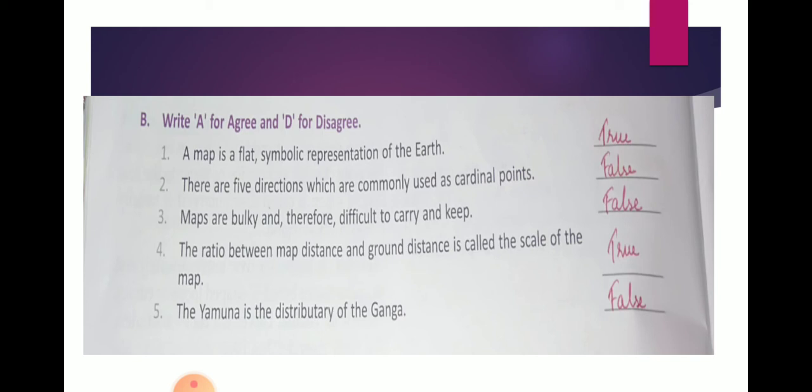Third question: maps are bulky and therefore difficult to carry and keep. Maps are not bulky. A globe is bulky. So the third answer is false. Fourth question: the ratio between the map distance and the ground distance is called the scale of the map. It is true. And the fifth question: the Yamuna is a distributary of the Ganga. It is a tributary, not a distributary. So the fifth answer is false. So these are the exercise questions.